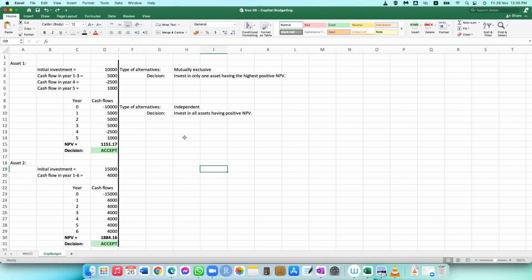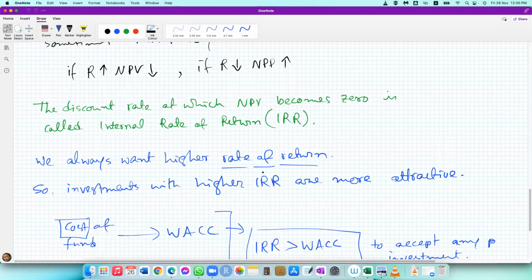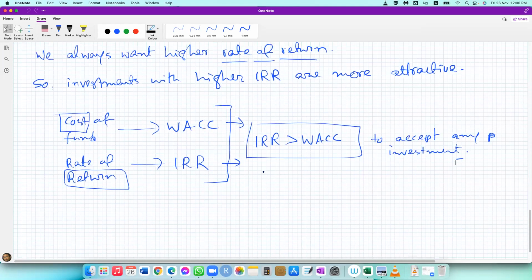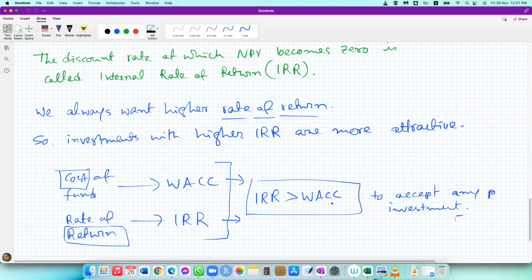So just now we have discussed the IRR, right? We have discussed what IRR is and how IRR can be used for making an investment decision. So the criteria is the higher the better. IRR should be higher, that is better. But remember, IRR must be greater than the weighted average cost of capital.